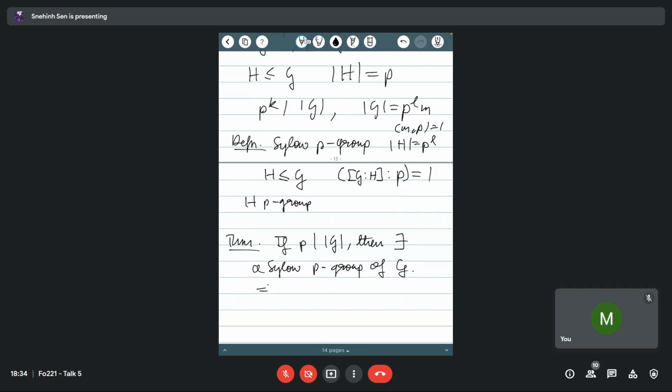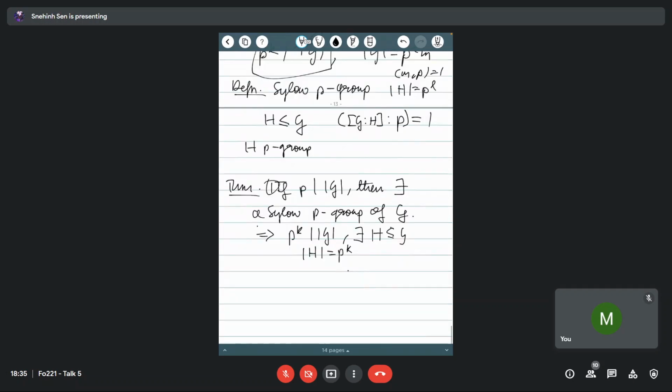And in fact, that would imply, by our result on subgroups, that if you take a Sylow P group, then for whatever I was interested in over here, if P power K divides the size of G, there exists a subgroup H of G such that the size of H is P power K. This is the first part of Sylow's theorem.